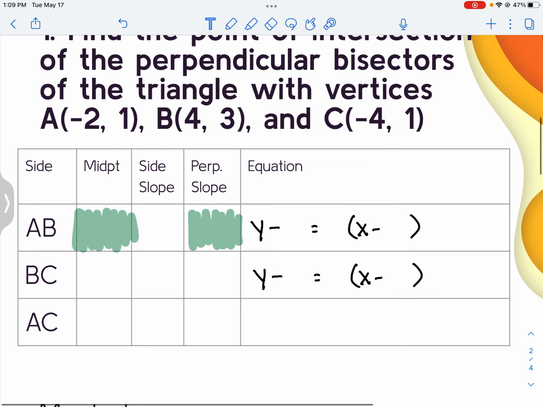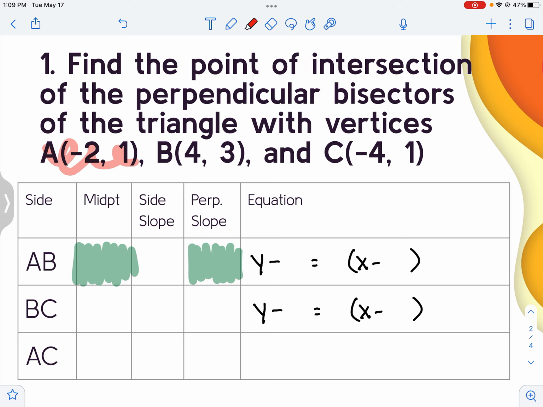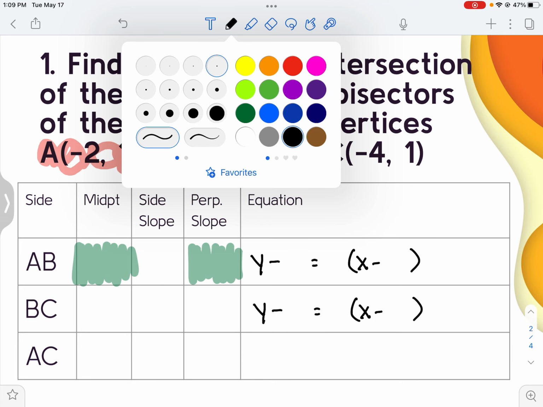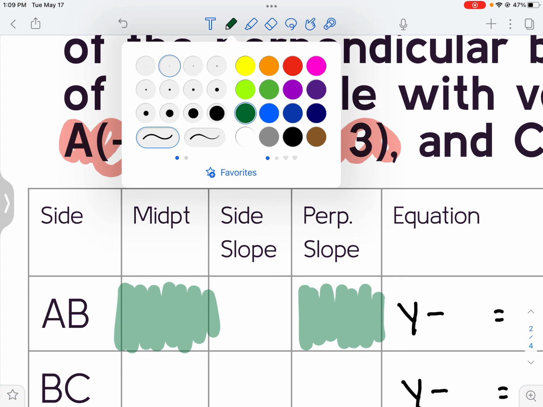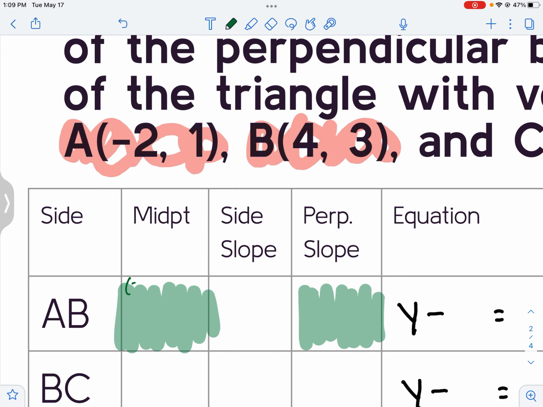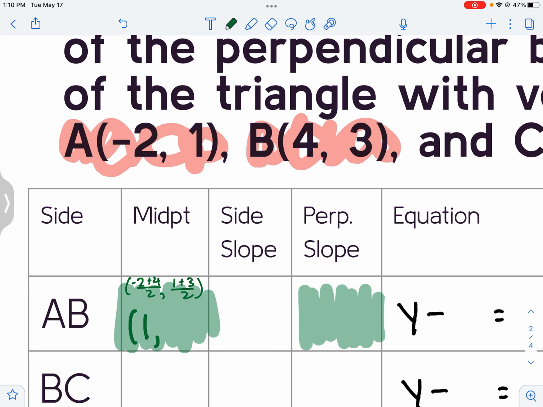So the first thing I'm going to do is just look at AB, this point and this point. Recall that to find the midpoint, I'm going to add my x's and divide by 2, add my y's and divide by 2. So I'm going to do -2 plus 4 divided by 2, 1 plus 3 divided by 2. -2 plus 4 is 2, divided by 2 is 1. 1 plus 3 is 4, divided by 2 is 2.